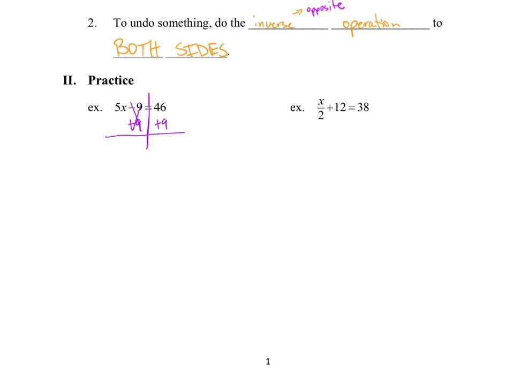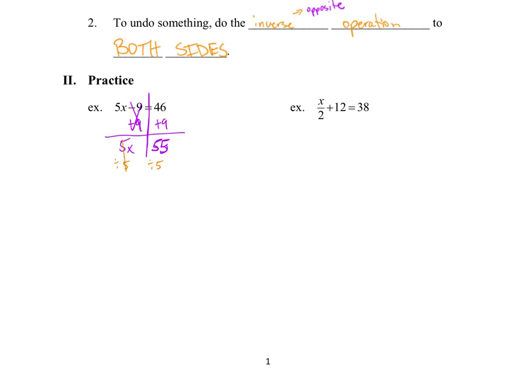So the 9s cancel. What's left over on the left side? 5x. I've got 5 x's left. 46 plus 9. When we do that math, we get 55. I almost said 54. 55. Okay, what's my next step? So this is what we've done in the last section. Divided by 5. So the next step is divide by 5. And you can write the division sign, or you could write a line like that. It means the same thing.